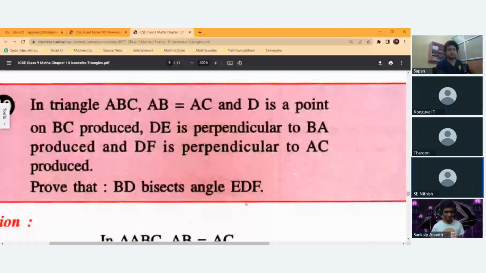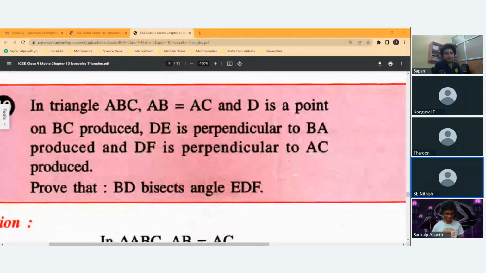Can you see the question? One second, sir. This is our textbook. Triangle ABC. Sir, there's no diagram, it's tough to understand. I'll draw this, sir, because there's no figure.